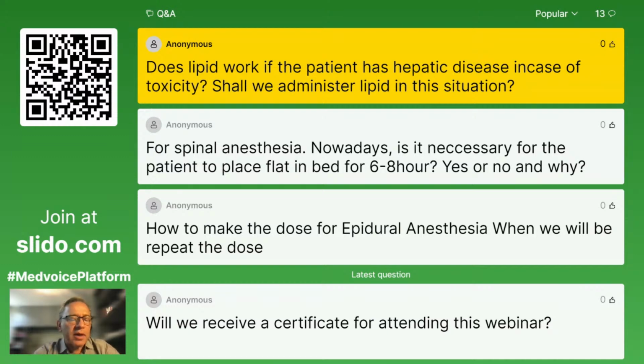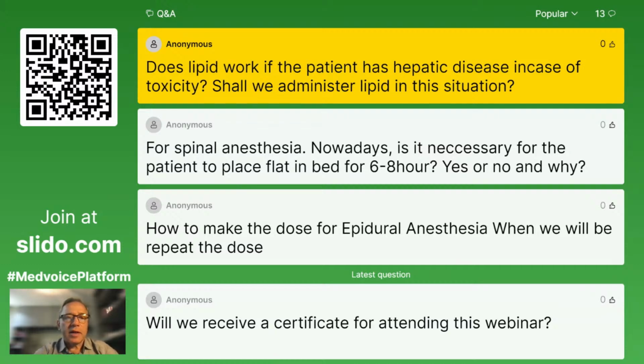The lipid emulsion Intralipid will still work even if the patient has liver disease, because the lipid is not going into the liver, and it doesn't require the liver to be functional to counteract the action of local anesthetic. Yes, we can still administer it, but as I mentioned before, after successful treatment, if anything, a high lipid load can cause pancreatic problems, and you will monitor the function of the pancreas rather than the function of the liver.